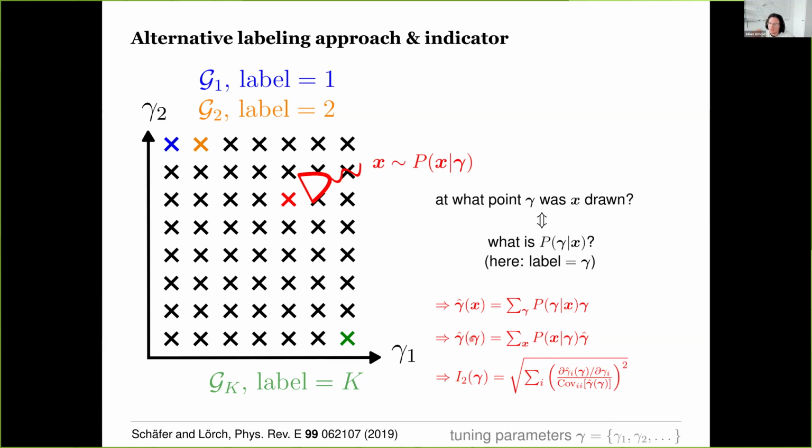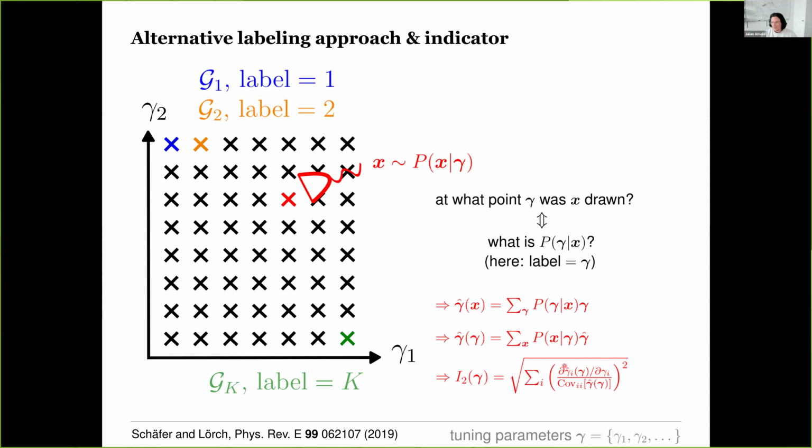So that means the highest variations should occur at the phase boundaries, and we can capture these variations by computing this indicator function I2. So this indicator function simply contains the directional derivatives, so derivatives of gamma_i hat with respect to gamma_i. And we also divide by the diagonal elements of the covariance matrix, so simply the variance of these estimators, because that's the natural scale of the fluctuations. So to get rid of the fluctuations, suppress them.